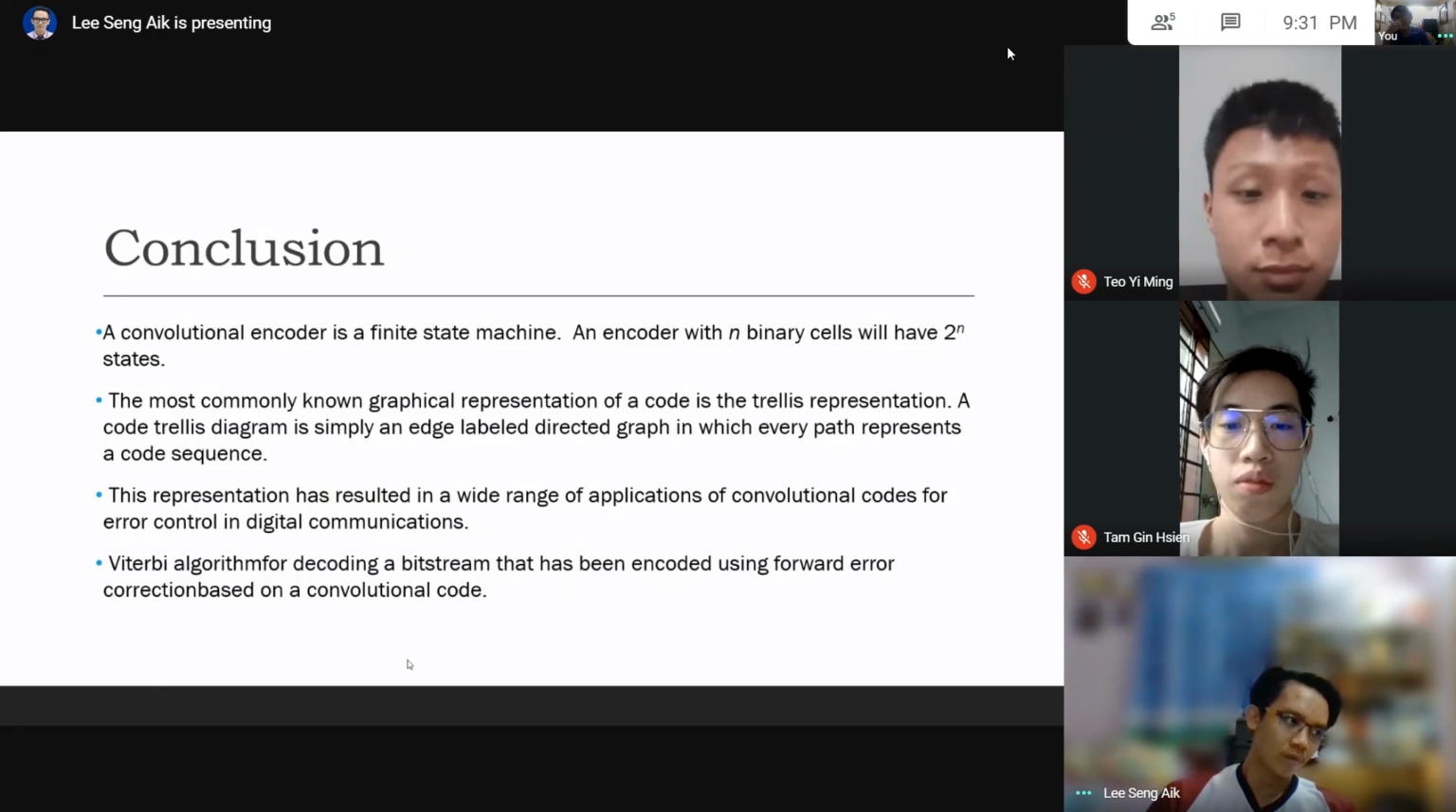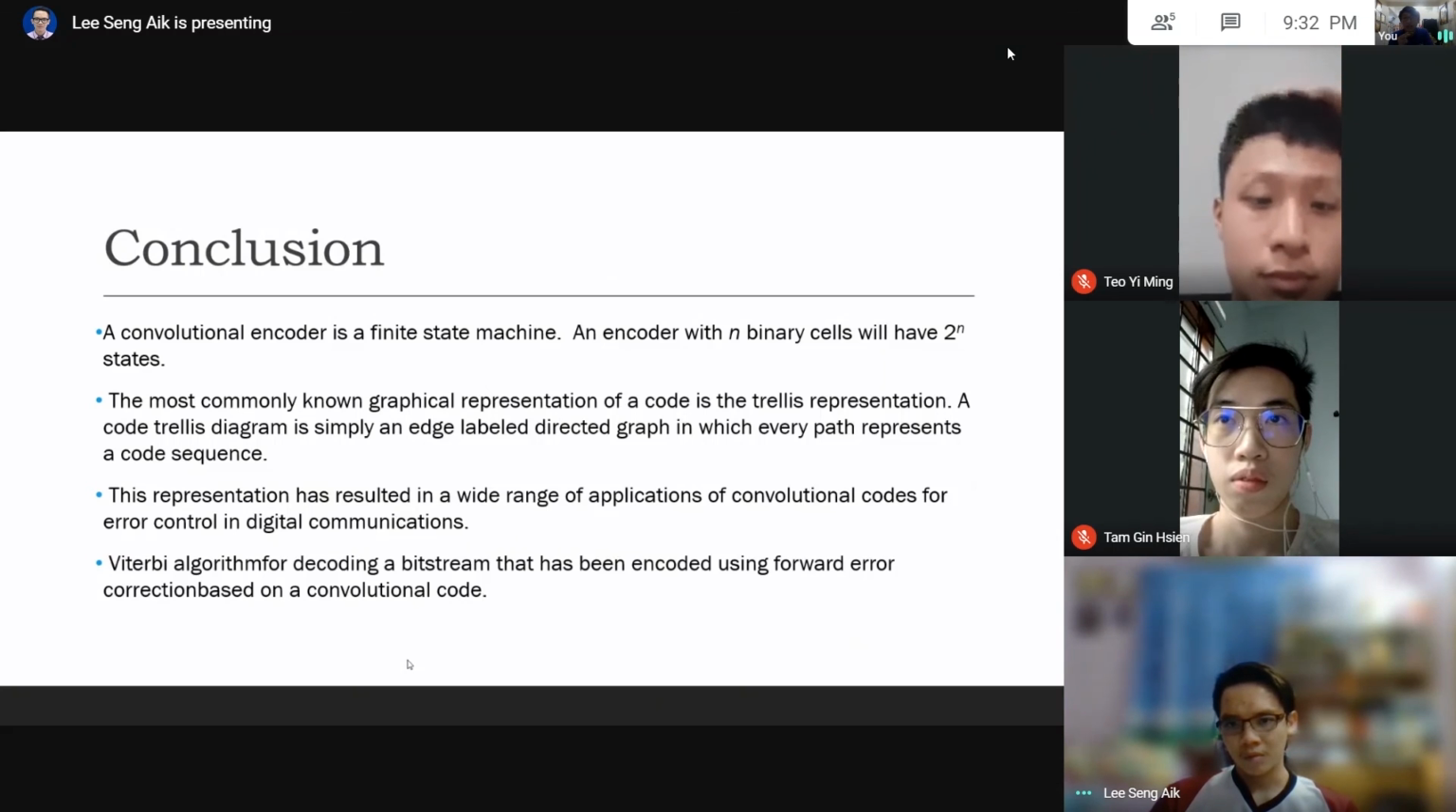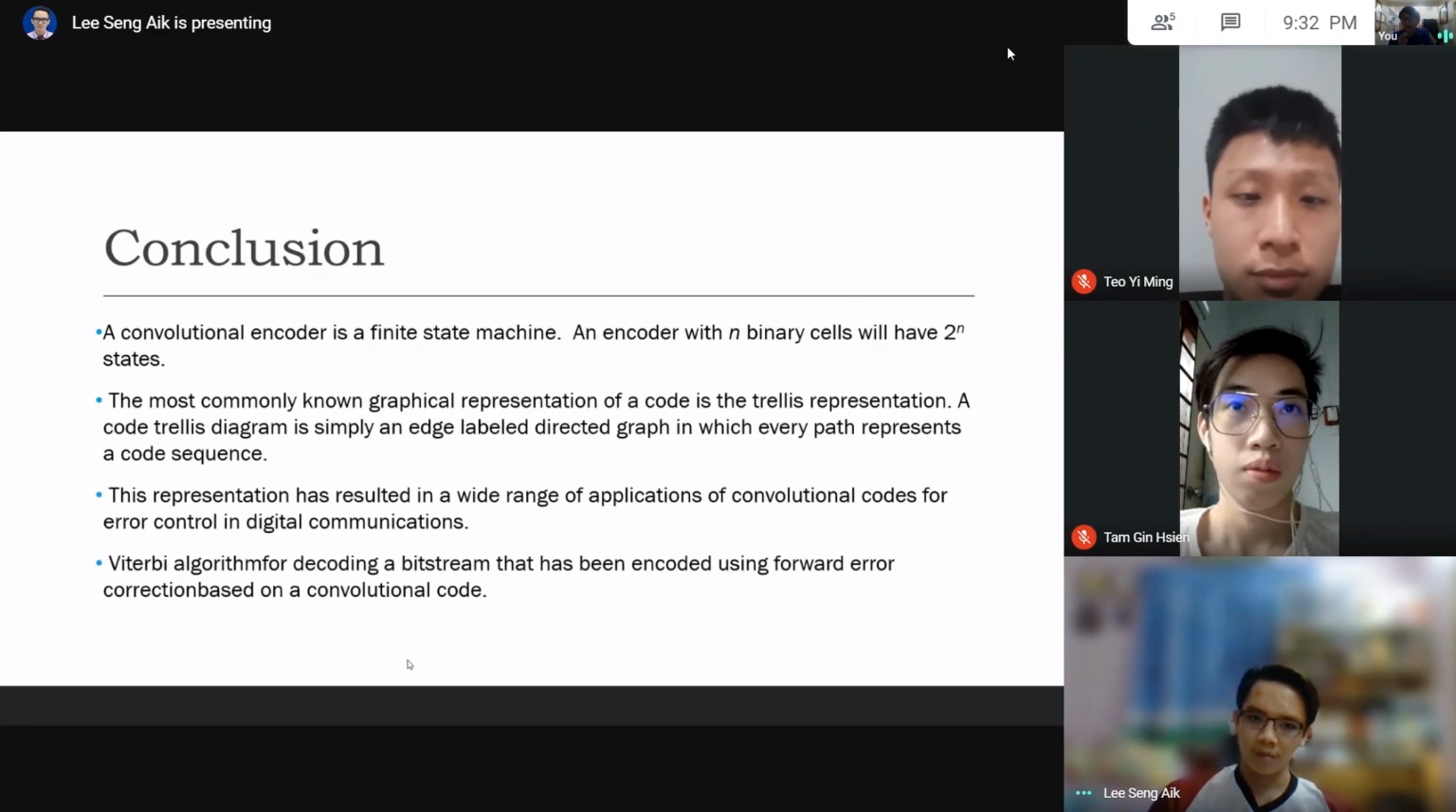Lastly, I would like to present the conclusion. A convolution encoder is a finite state machine. An encoder with n binary cells will have 2 to the power of n states. The most commonly known graphical representation of a code is the trellis representation. A code trellis diagram is a simple edge-labeled directed graph in which every path represents a code sequence.